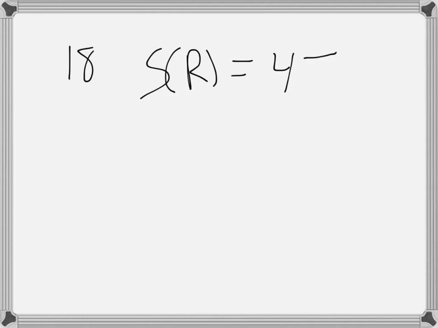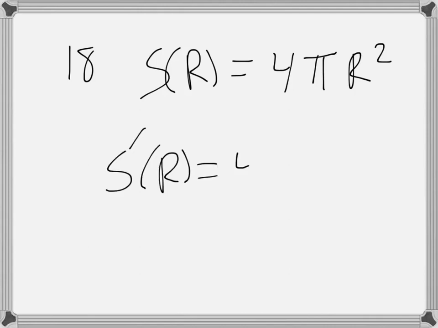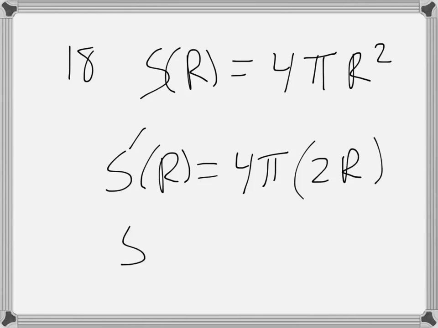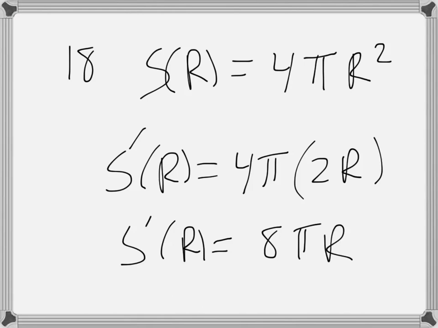The next example is 18, and this is big S of big R is 4 pi r squared. And remember, 4 pi is a constant, so now we're going to use what's called the constant multiple rule, which means that I just leave the 4 pi there when I'm doing S prime, and I do the derivative of r squared because r is the independent variable. And so I use the power rule to get 2r, and then I can simplify that as 8 pi r. So the constant multiple rule says just leave the constants there, do the derivative with the power rule for r, and then multiply.